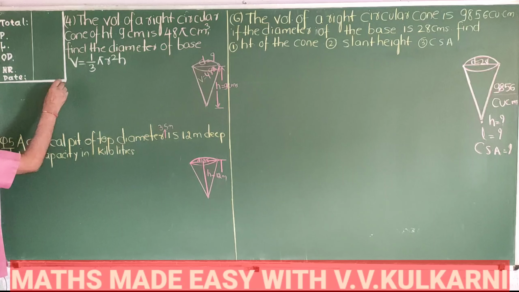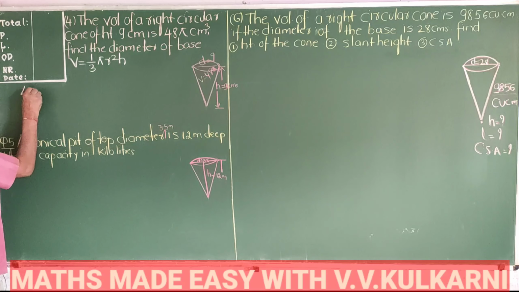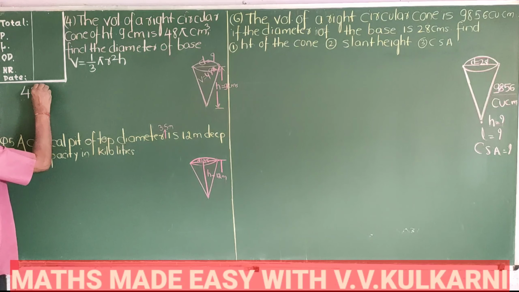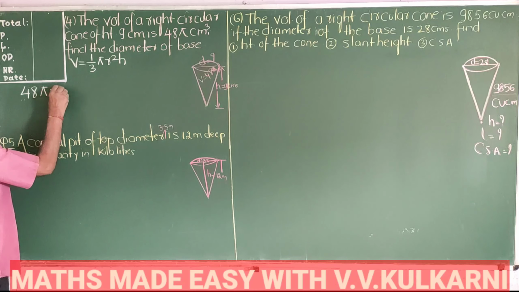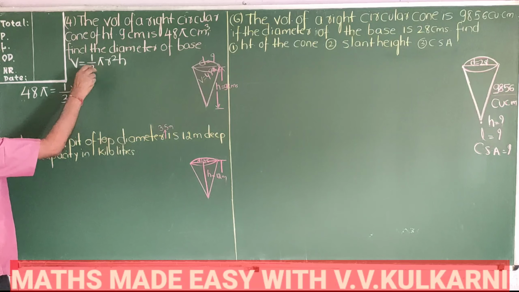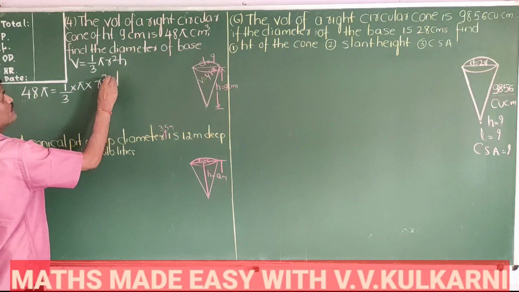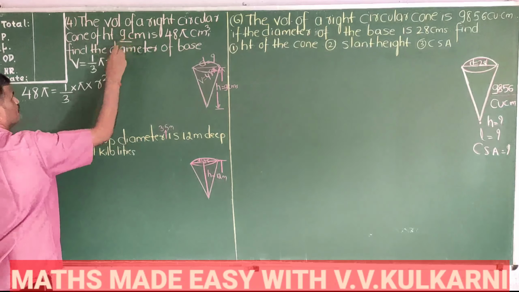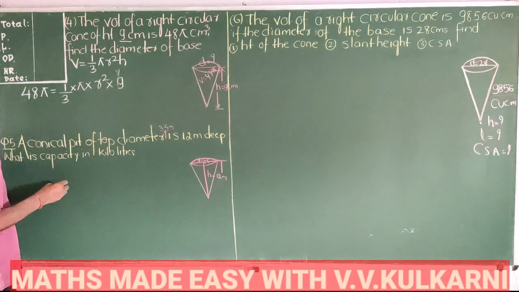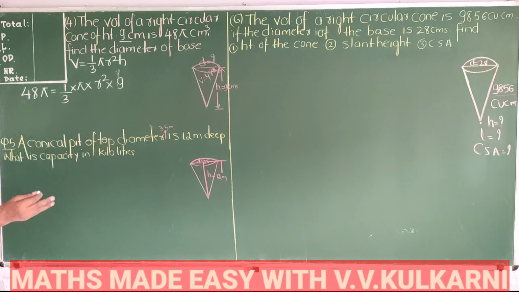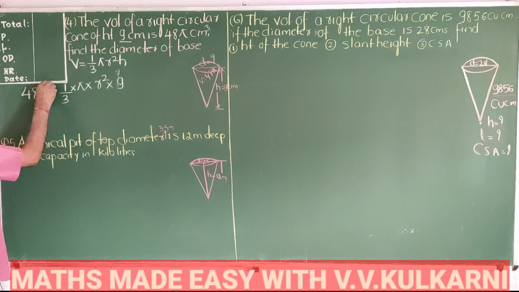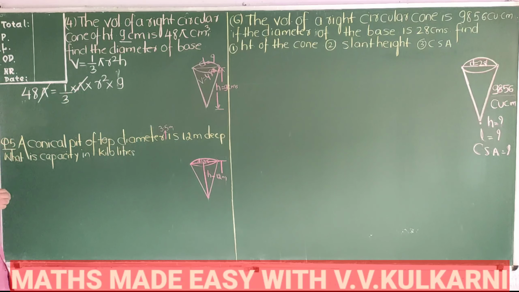Now let us see what volume is given to us. Volume given to us is 48 pi is equal to 1 by 3 into pi into radius squared, into height. Height given to me is 9 centimeters. So wherever possible you just try to cancel it. See here, this pi cancels with this pi.